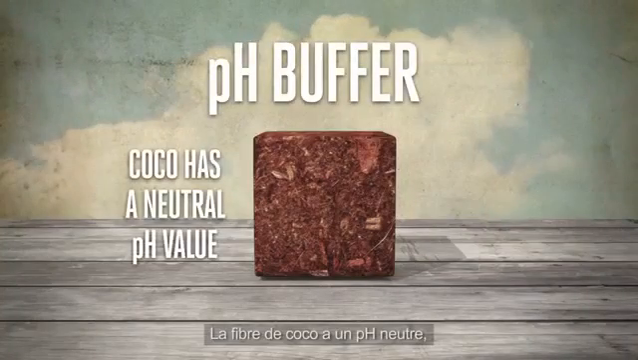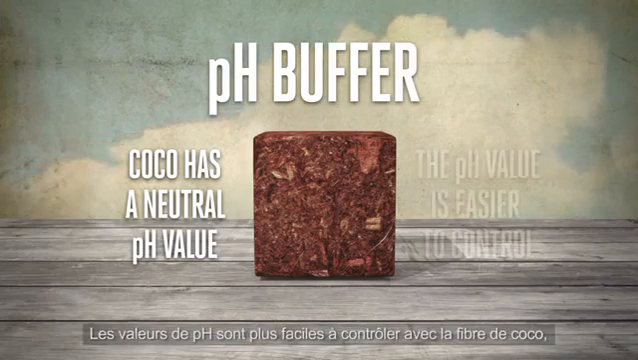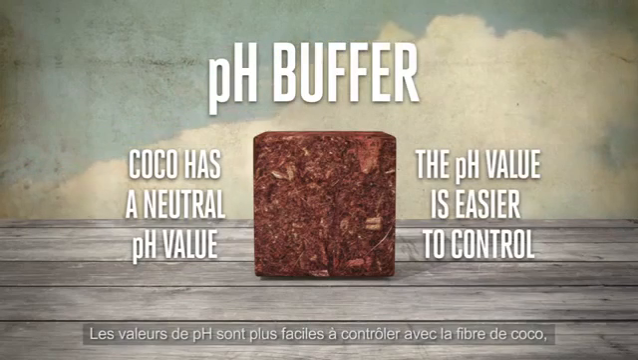Cocoa is basically neutral in its pH value and will not neutralise the pH value of the nutrient solution. This means that pH values are easier to control in cocoa, but it is not as forgiving as potting mixes.